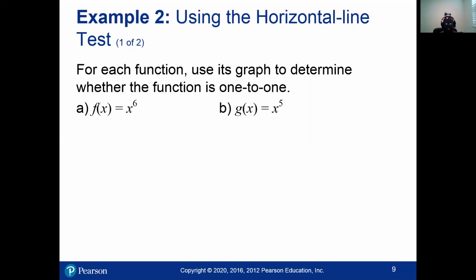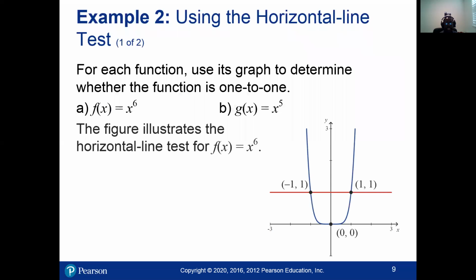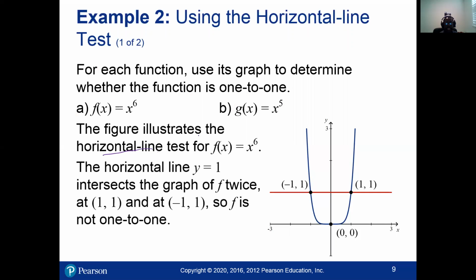Determine whether the graphs represent a one-to-one function or not. We have f of x is equal to x to the 6, and that's the graph. Of course, it is a function because it passes the vertical line test. However, it is not one-to-one because it does not pass the horizontal line test.